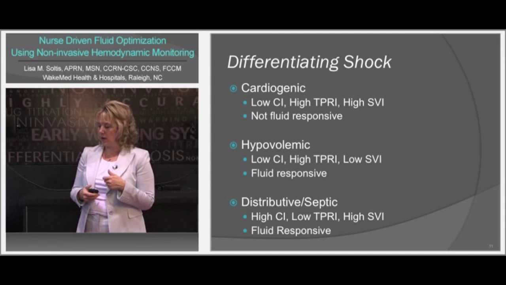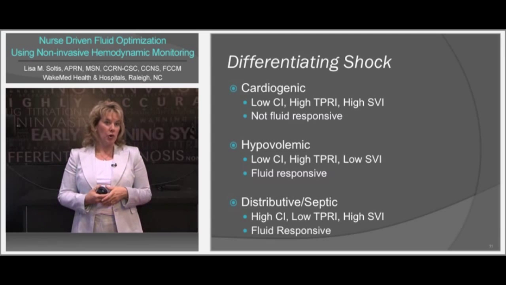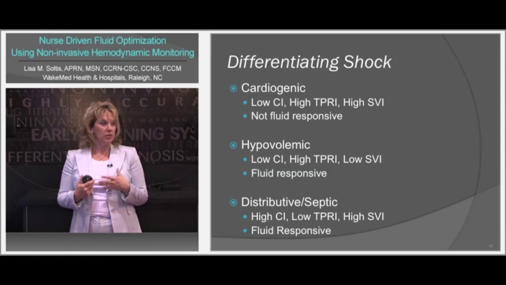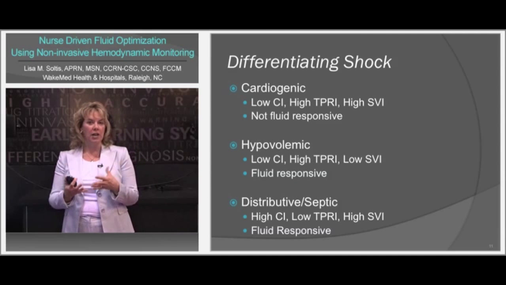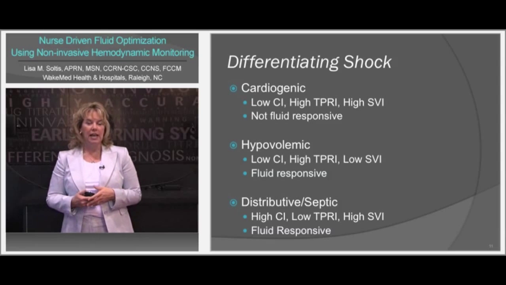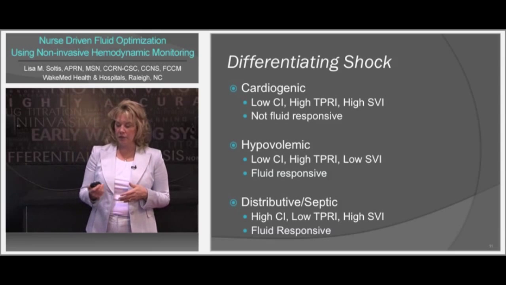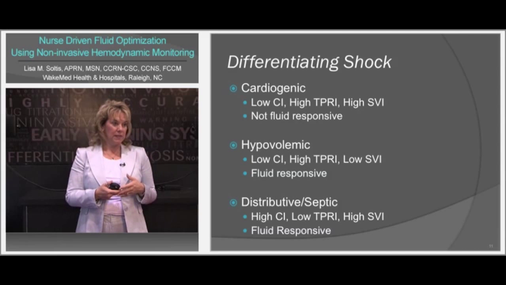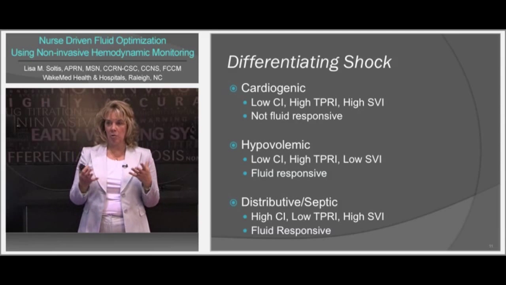And distributive shock, early, very high cardiac output and index, very low afterload, very low TPRI, very low volumes because of the amount of vasodilatation, and again, profoundly fluid responsive. The other caveat to sepsis is that the heart can't sustain a cardiac output of 8 to 10 liters for very long.